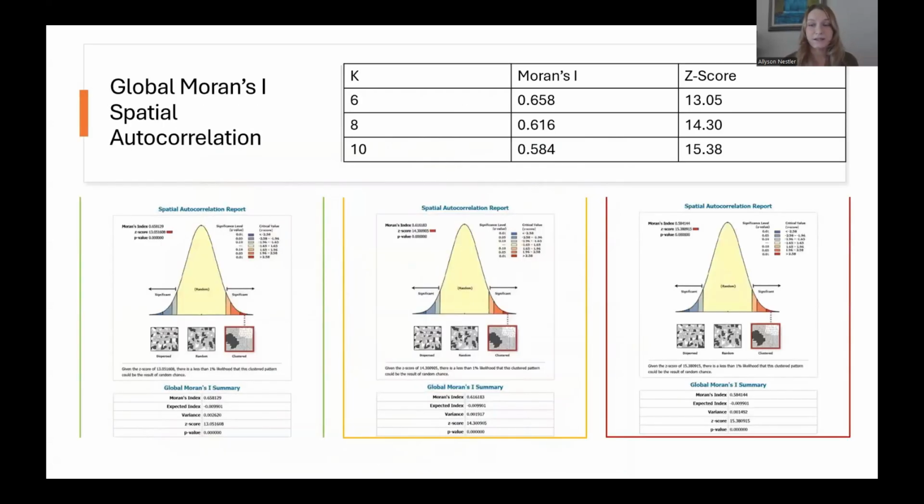Global Moran's I was then applied to the vulnerability index map. Across all neighborhood definitions tested, Moran's I values range from approximately 0.58 to 0.66, with z-scores exceeding 13 and p-values below 0.001. These results indicate strong positive spatial autocorrelation, meaning that similar vulnerability values tend to cluster together spatially rather than occurring randomly.